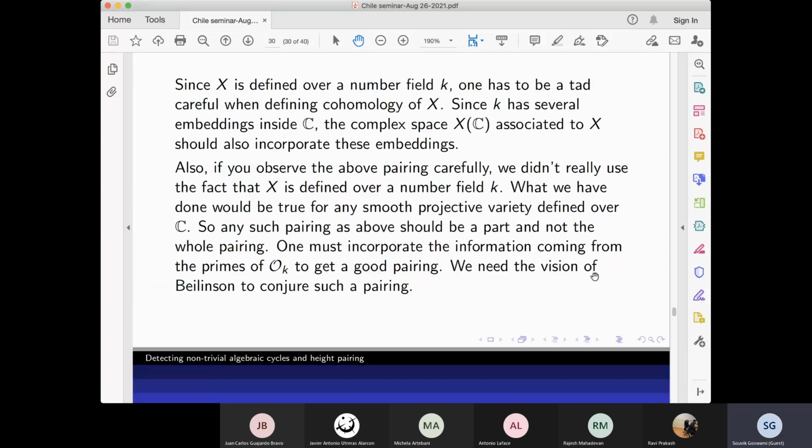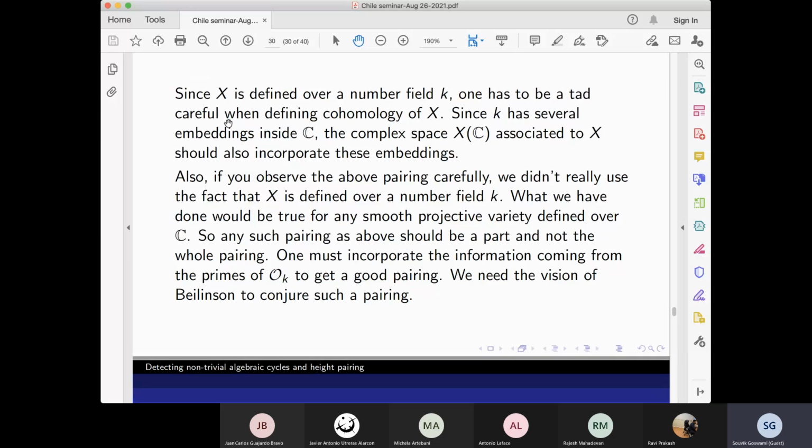Again, this is the caveat. The caveat is that if X is defined over a number field, one has to be a tad careful defining the cohomology of X, because K has several embeddings. It's a number field, so it has different embeddings inside C. So the complex space associated to X should incorporate these embeddings.